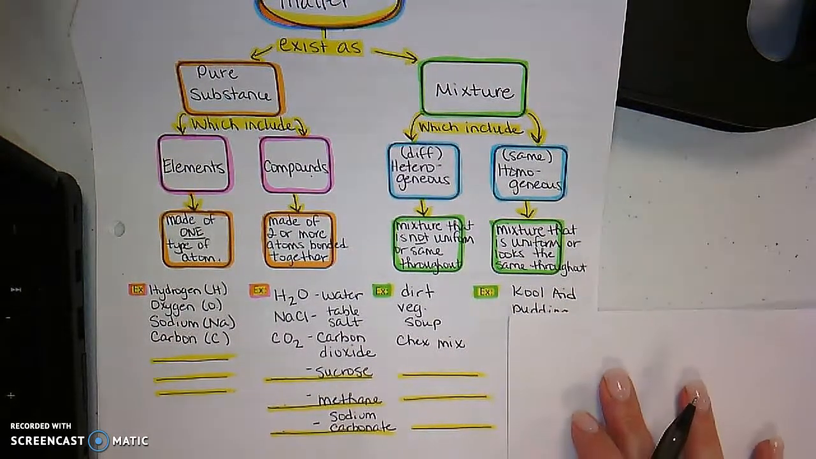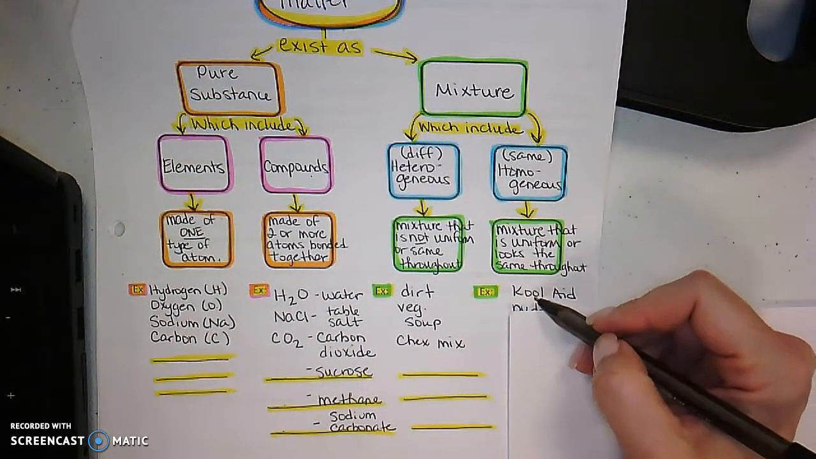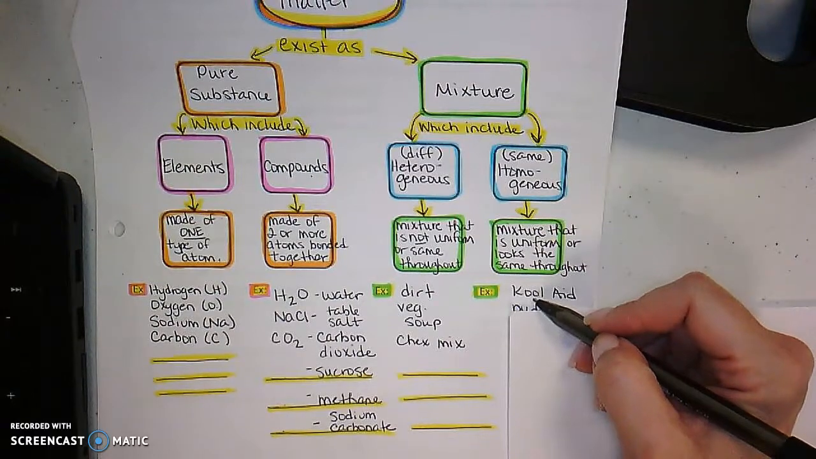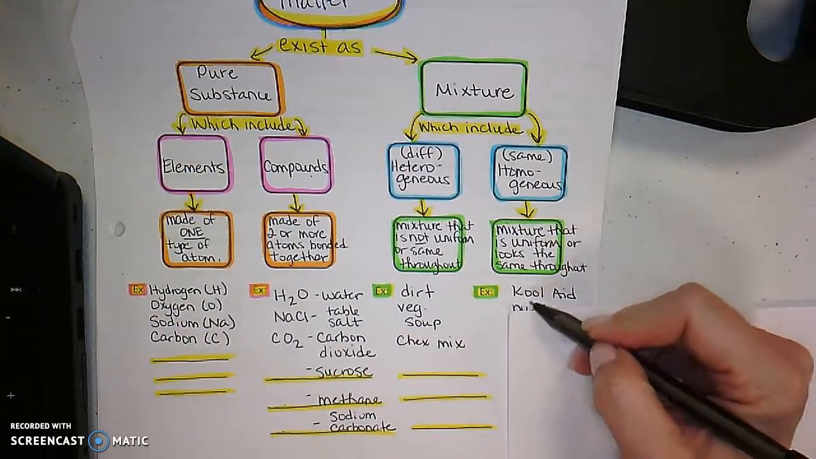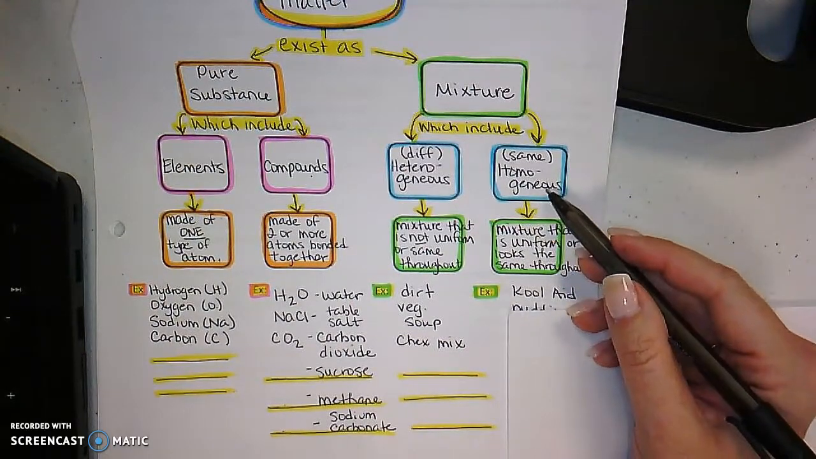Now, a homogeneous mixture would be Kool-Aid if you haven't put too much sugar in it and the sugar has sunk to the bottom. But Kool-Aid, if you pour a glass of Kool-Aid for yourself and you pour a glass of Kool-Aid for a friend, then both glasses of Kool-Aid should be the same from the first sip to the last. So Kool-Aid is a homogeneous mixture.